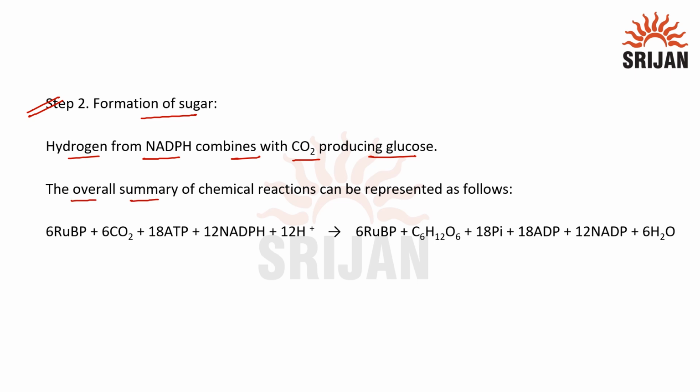The overall summary of chemical reactions can be represented as follows: 6 RuBP plus 6 CO2 plus 18 ATP plus 12 NADPH plus 12 hydrogen ions gives 6 RuBP, C6H12O6, that is glucose, plus 18 inorganic phosphate plus 18 ADP plus 12 NADP plus 6 H2O.